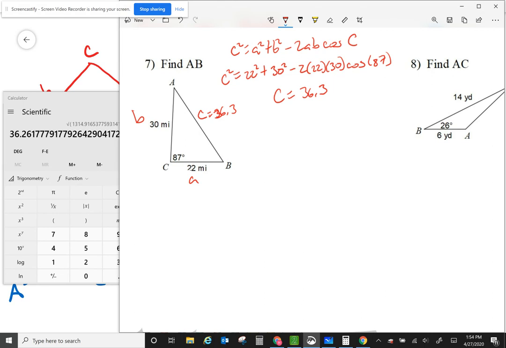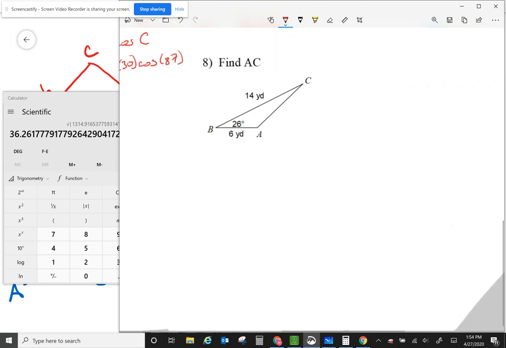Now I used the law of cosines. It gave me letter C. So use law of sines. Since I have angle C, side C, I have that 36.3 over sine of 87. Remember, C over sine of C equals 22 over... actually, no, you don't have to. I just solved for C. Right? I thought I was going to solve for angle A. I just solved for C. That's what I was looking for. So just 36.3.